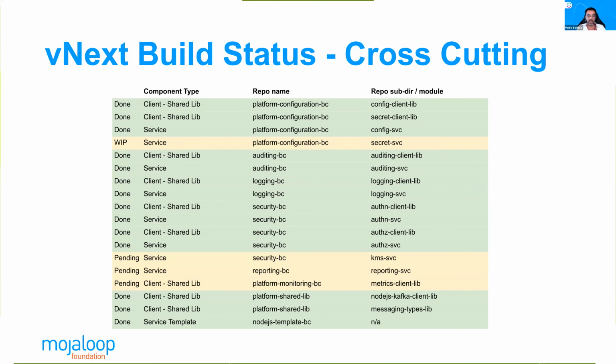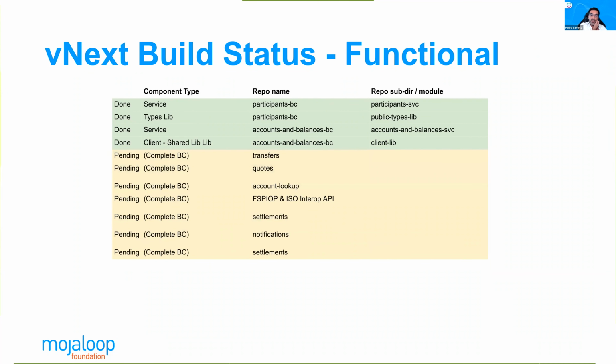And what you're seeing in green is that we have the vast majority of the cross-cutting concerns implemented. So these are working. You saw pretty much all of them during my demo. We don't have time to show all of the details, but all of these components that are listed in green were working during that demo that I just did. So this is the cross-cutting concern build status. This is the functional status.